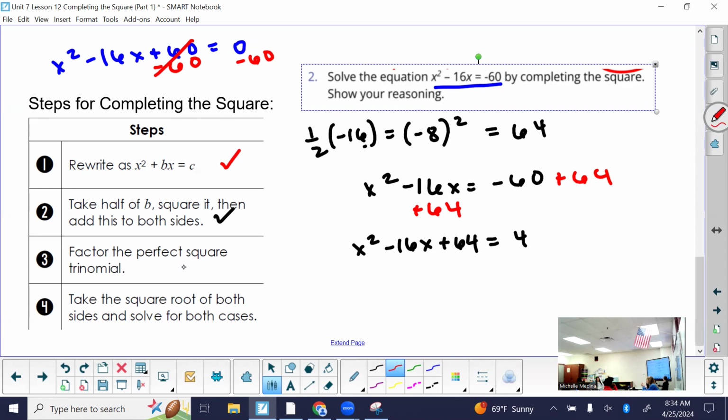Step 3 is to factor the perfect square trinomial. So that's where you would do your diamond method, looking for two numbers that multiply to 64 but add to negative 16. What does that? Negative 8 and negative 8. It should be the same number because the whole point of this was to make a perfect square trinomial so that we could write it in the condensed form like this.